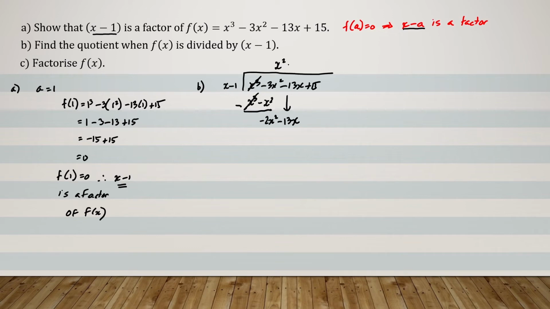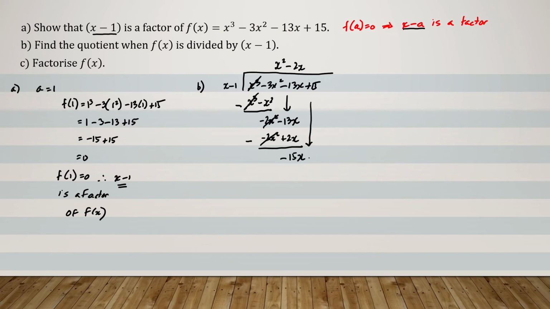We'll drop down the negative 13x. Okay, so our next term will be negative 2x. Negative 2x times x, negative 2x squared. Negative 2x times negative 1 will be plus 2x. And then again we subtract. Negative 2x squared and plus 2x squared will cancel. Negative 13x minus 2x will be negative 15x.